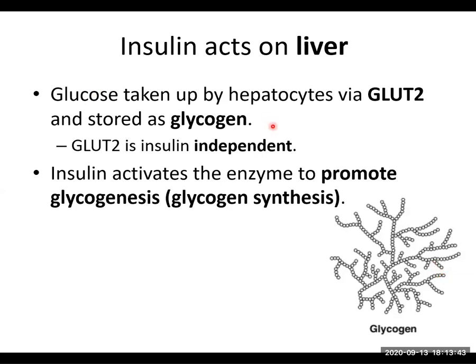So glucose can be taken up by the liver cells, the hepatocytes, via GLUT2. This is not insulin dependent. This GLUT2 is the same glucose transporter we see in the beta cells. But insulin can help to promote the production of glycogen.